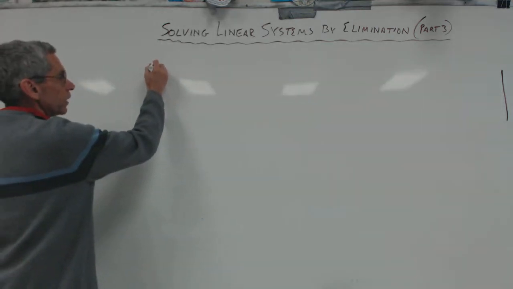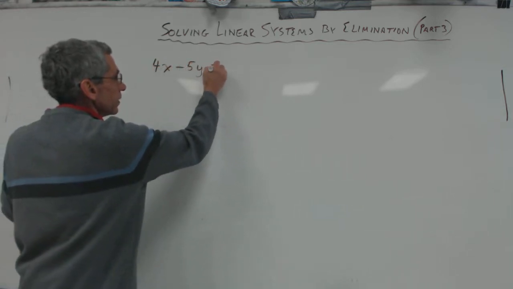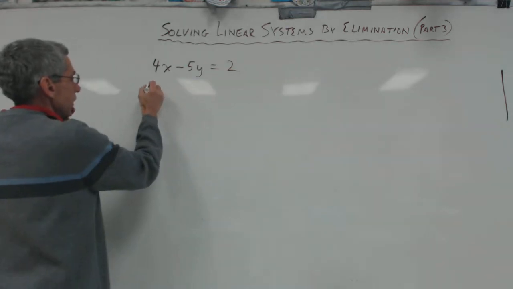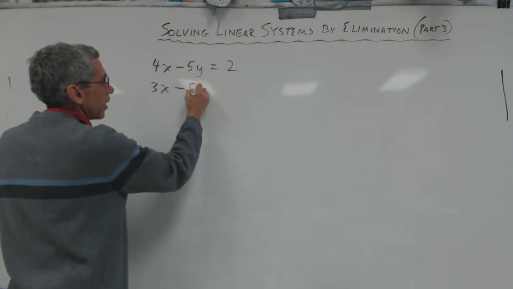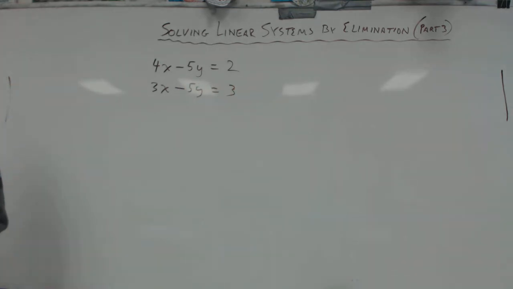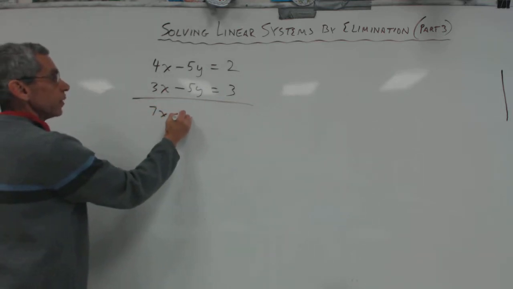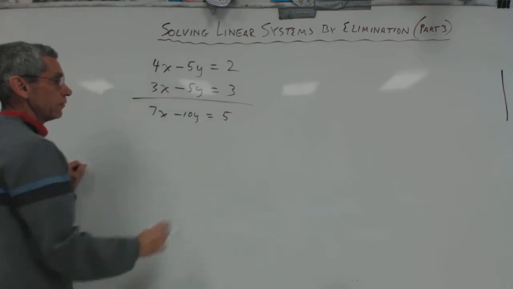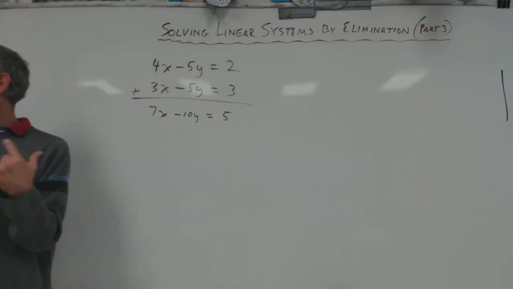So, what if I gave you this? 4x minus 5y is equal to 2, and 3x minus 5y is equal to 3. Could I add them both together right away? Would that get rid of anything? All right, let's try it. No way. We got 7x minus 10y is equal to 5. I just added them together. I did not eliminate something.